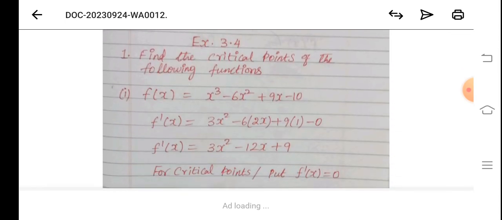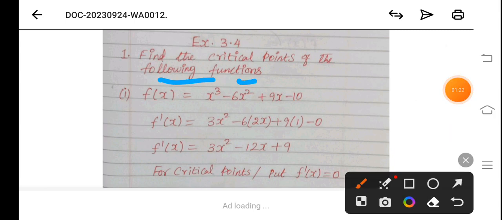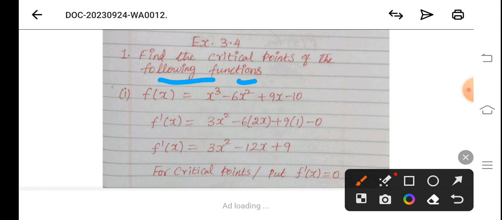Exercise 3.4: find the critical points of the following functions. There are four subdivisions, children, and we are going to discuss them. First one: x cube minus 6x square plus 9x minus 10. What are we going to do? We're going to do a very simple thing.